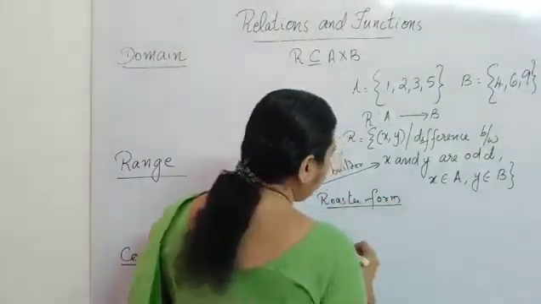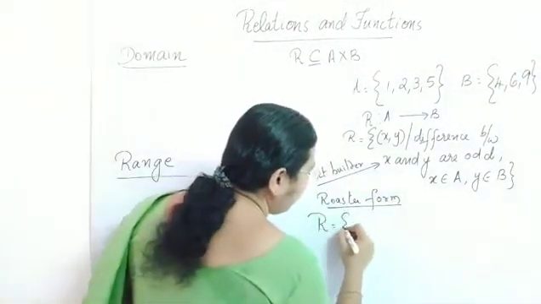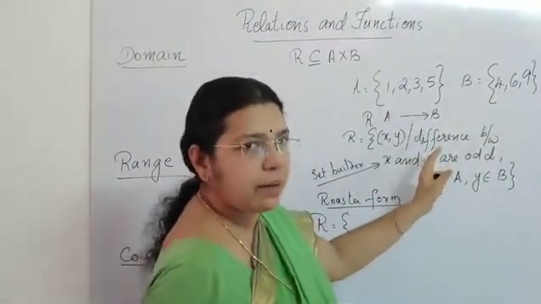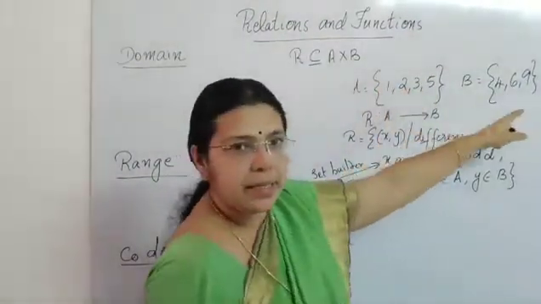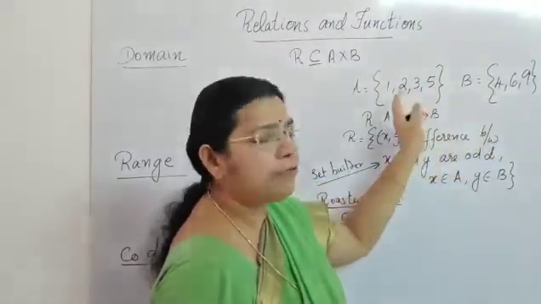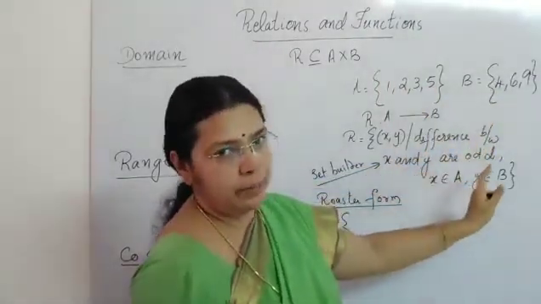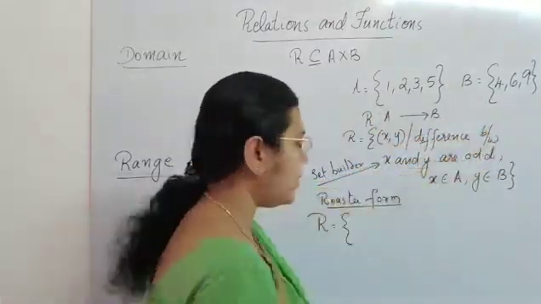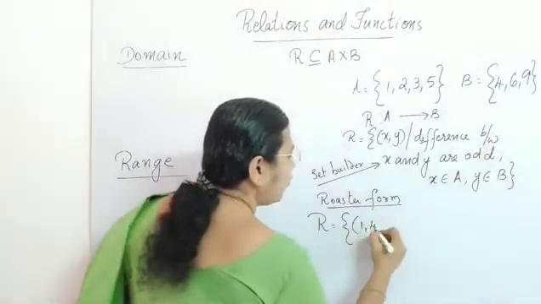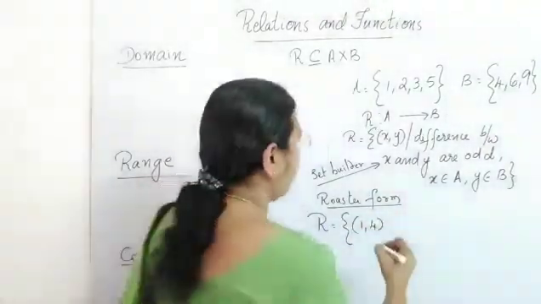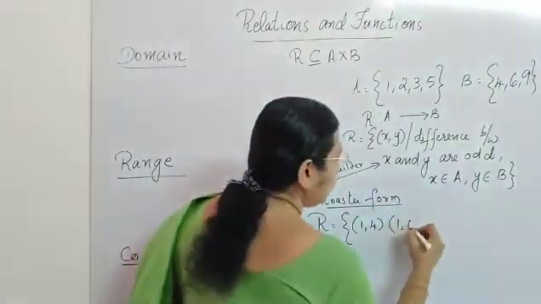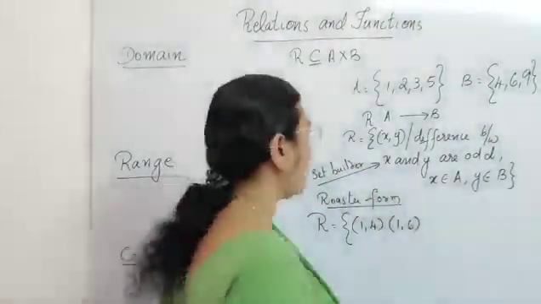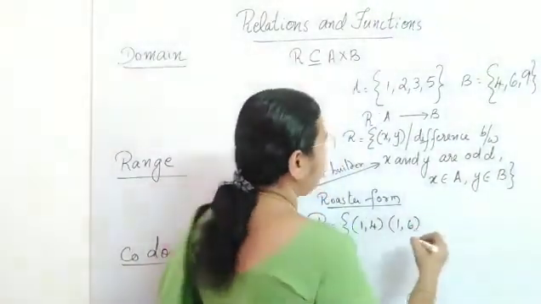So, in the roster form, when I write it, I have R is equal to the set of ordered pairs satisfying this relation, isn't it? The first element is from set A and the second element is from set B such that their difference gives you what? An odd number. So, first element 1, second element 4. The difference is an odd number. So, you have (1, 4) in this relation. Then, what about (1, 6)? It also gives you an odd number. (1, 9). It is not an odd number. So, we don't have that in the relation.